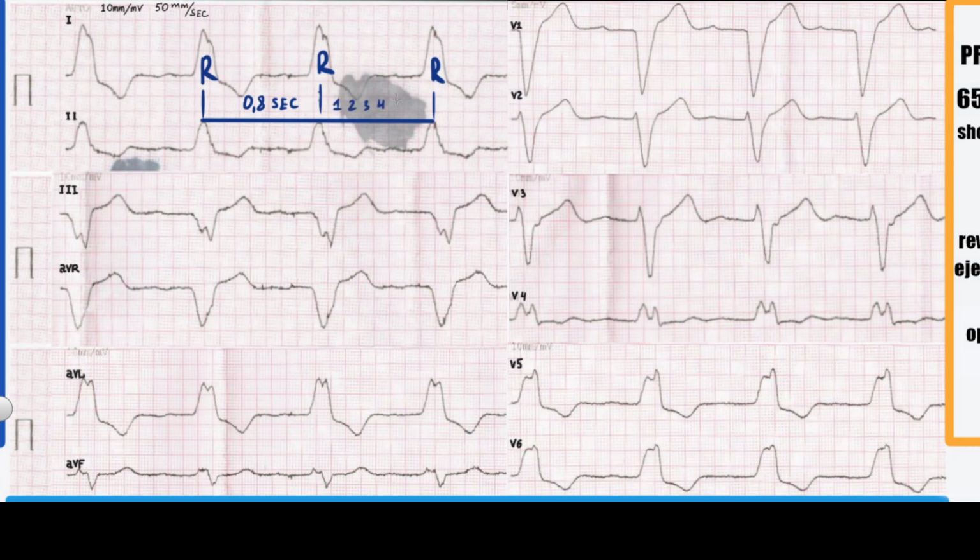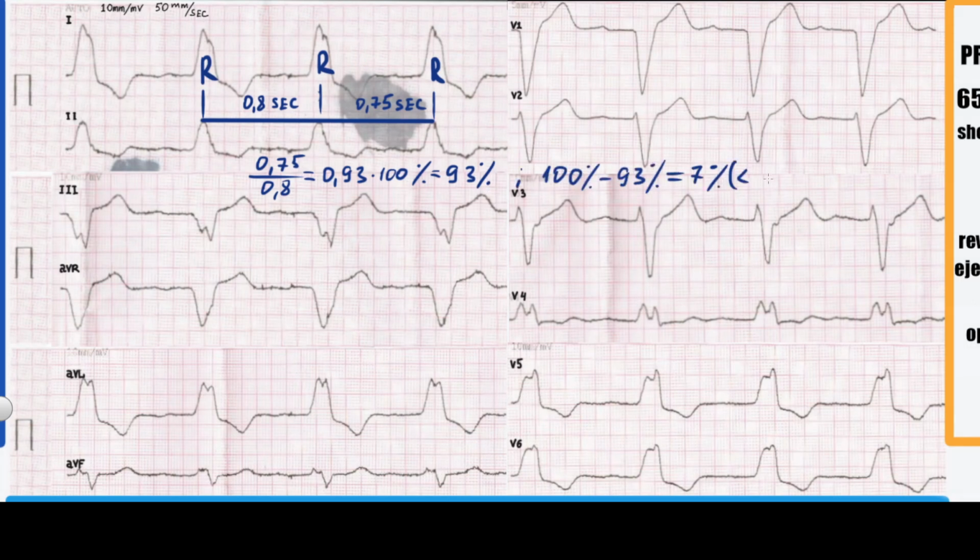The second RR interval is equal to 7.5 boxes, that is equal to 0.75 second. For clear calculation of the difference in percent, we divide the smaller RR by the larger. As a result, the second RR is 93% of the first one, so the difference is 7%, that is less than 10%, which concludes the regular rhythm.